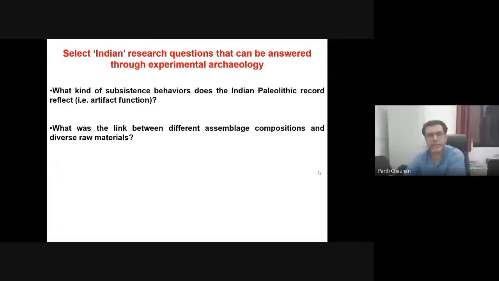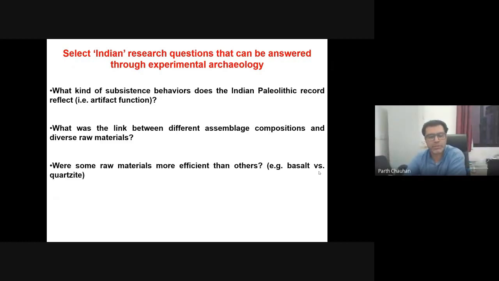For example, make an entire toolkit from basalt, then from quartzite, then from granite, from dolerite, and then compare them. See how they look, see how they function, see how fast each of them wears down, for example, which are more durable, which are less durable. Were some raw materials more efficient than others? It can be tested.